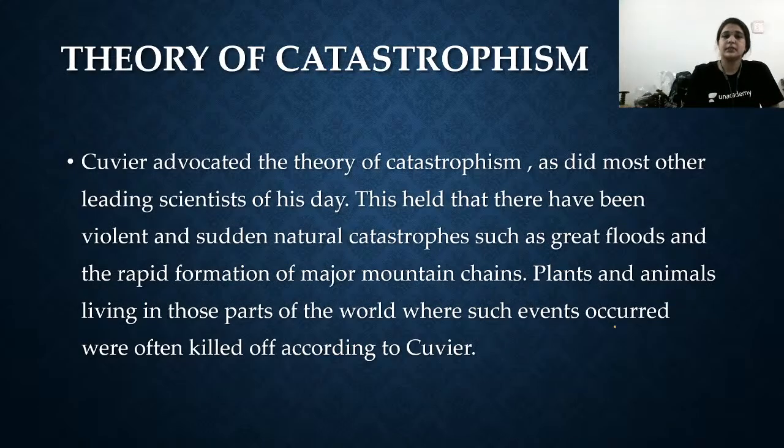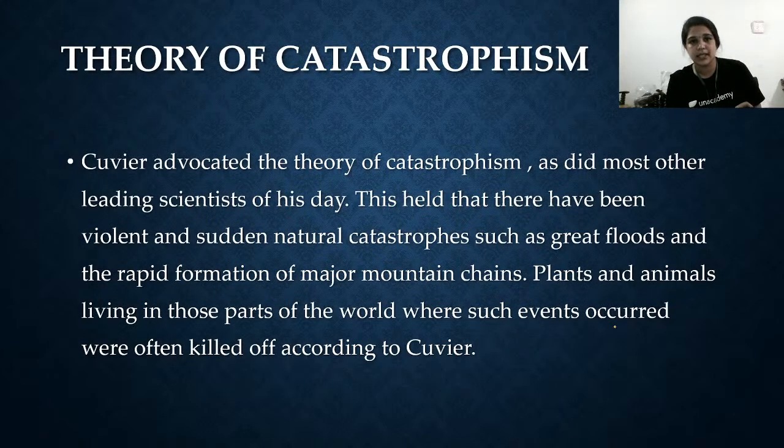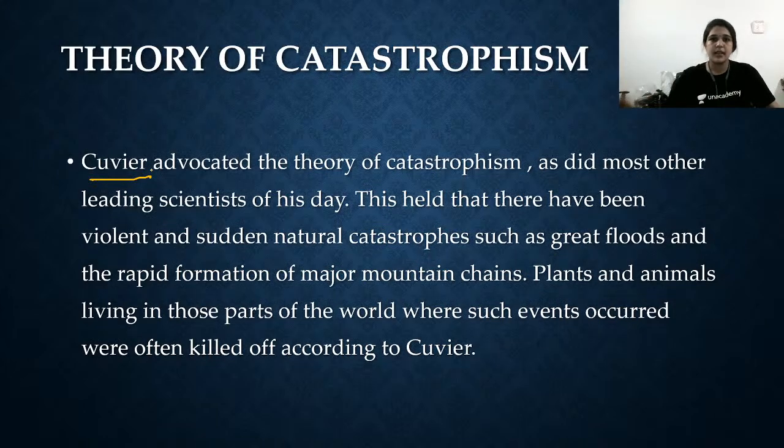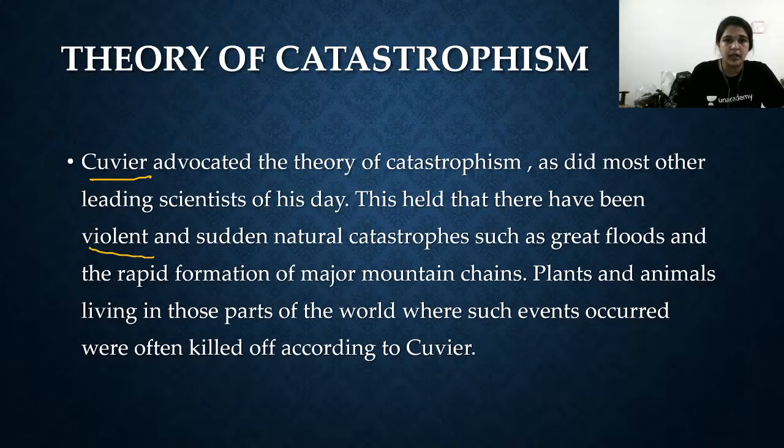Now, the theory of catastrophism. Cuvier advocated it. What is catastrophe? Catastrophe is a sudden destruction, sudden mass destruction. According to this theory, and even today many scientists say this, there have been violent and sudden natural catastrophes such as great floods.